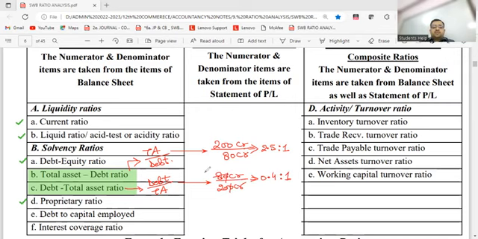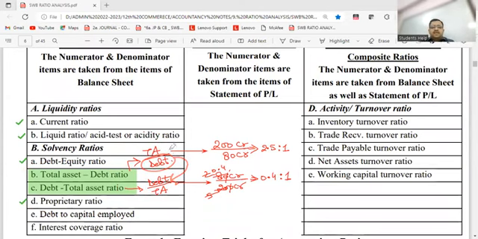Yes, sir. 4 2s are 8, 4 5s are 20. 0.4. Is that clear? So in both the ratios, in both the calculations, what we have done, here total asset is the numerator, but here it becomes the denominator. Here debt is the denominator, here debt is the numerator.